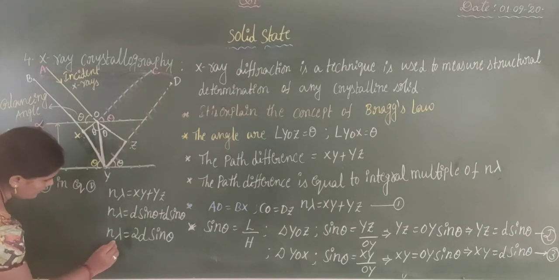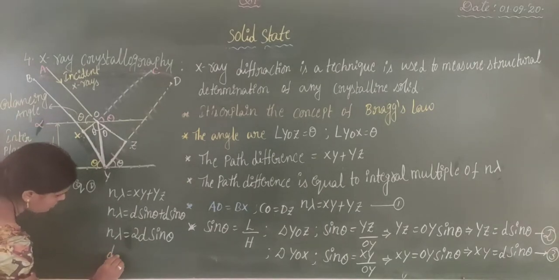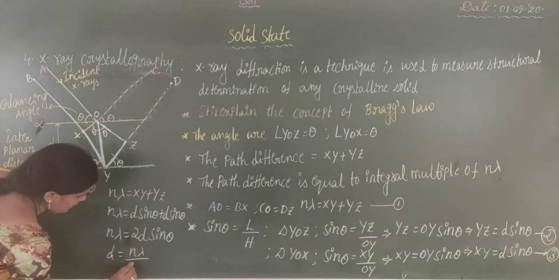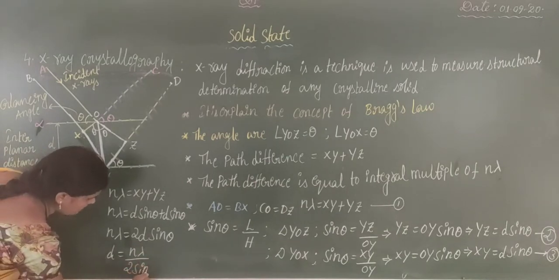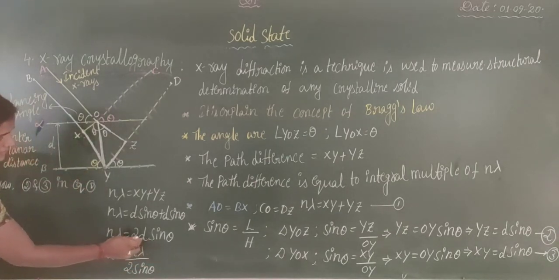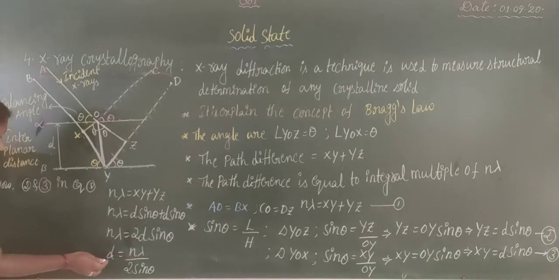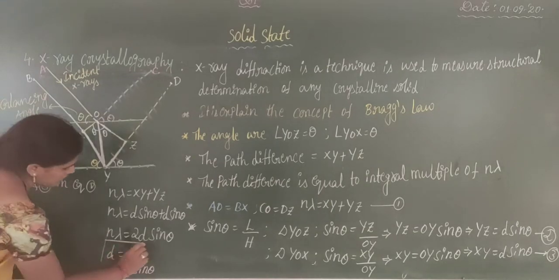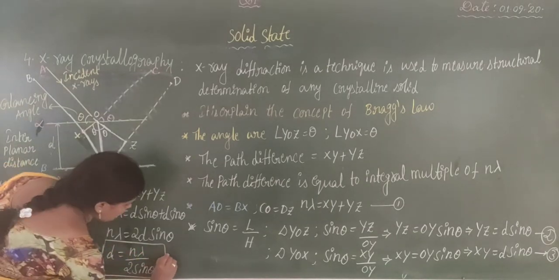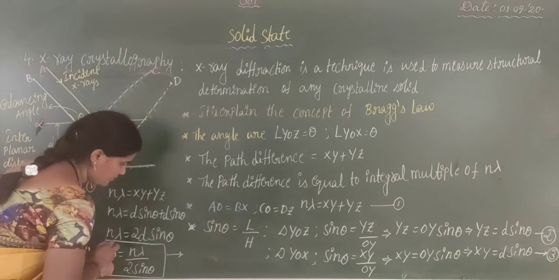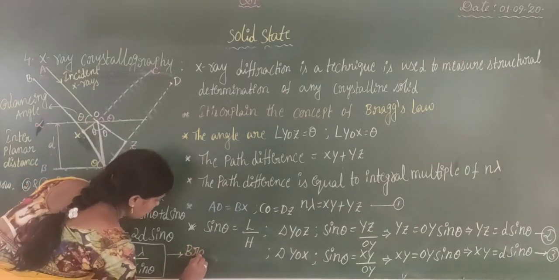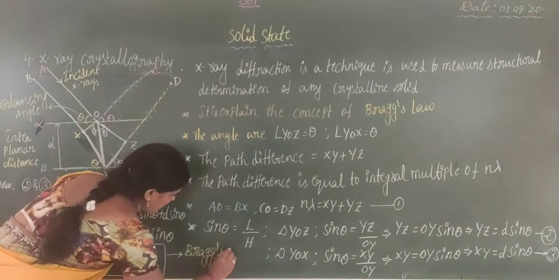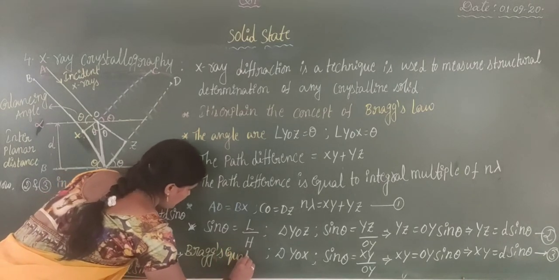From that, you can write D is equal to n lambda by 2 sin theta. This is found in the Braggs equation. This is called Braggs equation or Braggs law.